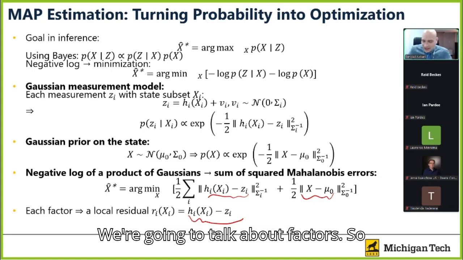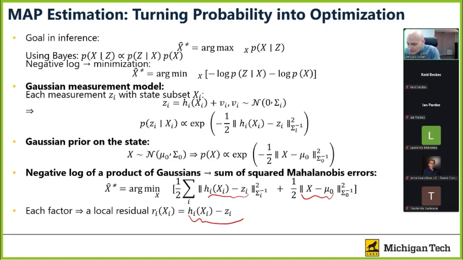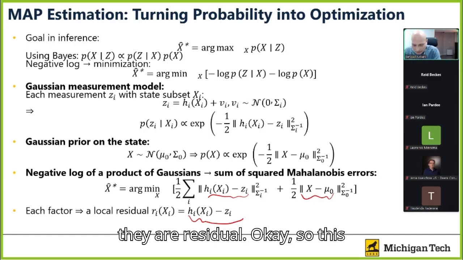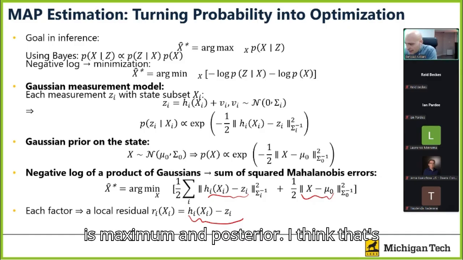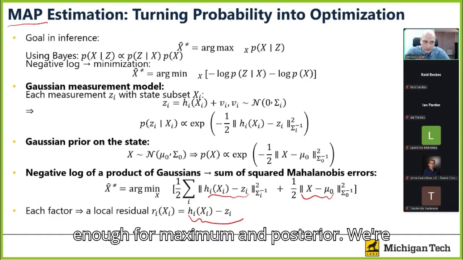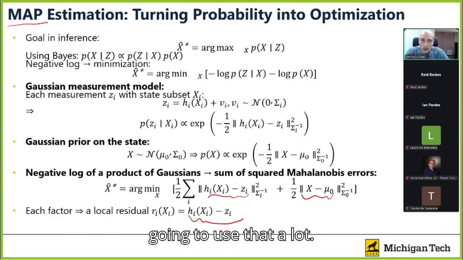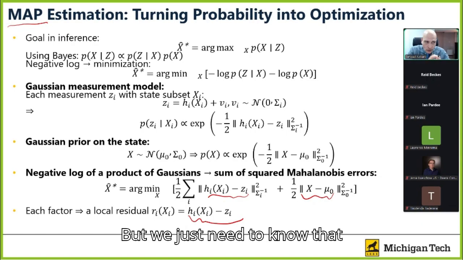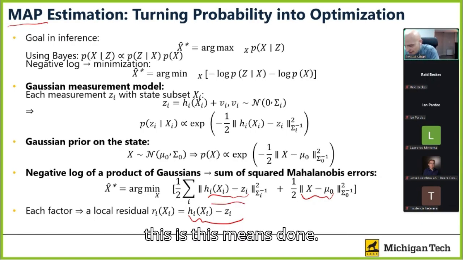We're going to talk about factors. So they are residual. Okay? So this is maximum a posteriori. I think that's enough for maximum a posteriori. We're going to use that a lot. But we just need to know that this means done.